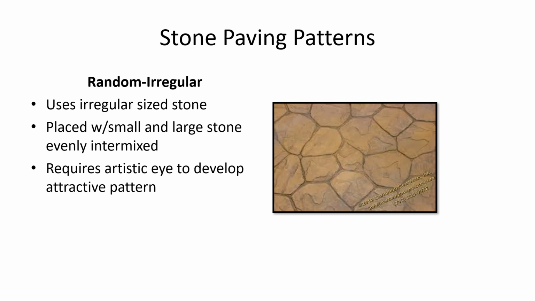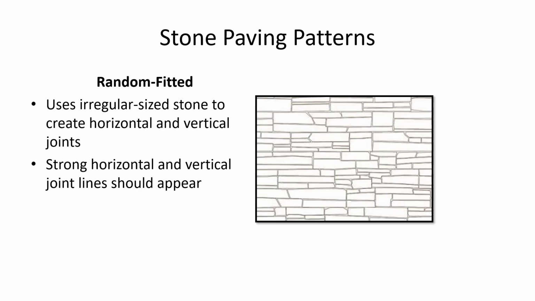Randomly regular, this is stone, uses irregular sized stone placed with small and large stone evenly intermixed. Requires an artistic eye to develop an attractive pattern. Random fitted uses irregular sized stone to create horizontal and vertical joints. The strong horizontal and vertical joint lines should appear, and as you can see looking at this pattern, you see strong horizontal lines, and some vertical depth as well, but the horizontal is the one that jumps out at you the most for this one.